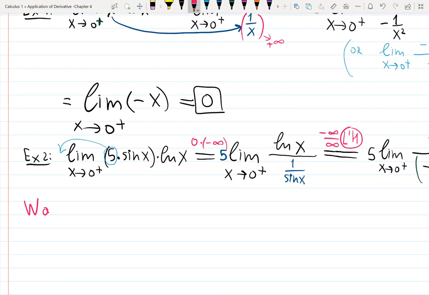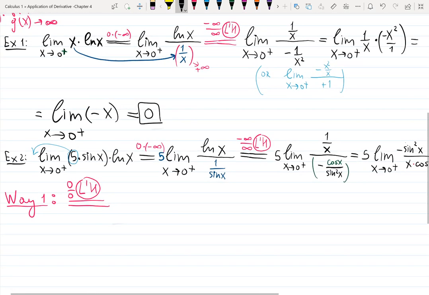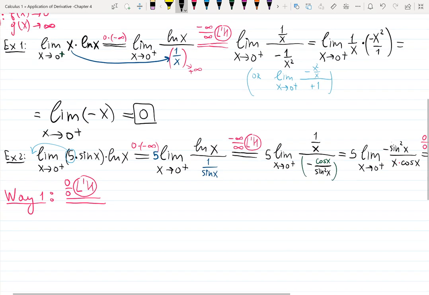Way 1. The first way is to apply L'Hopital's rule one more time, right? If it's a 0 over 0 case, then I will say, hey, let's differentiate the top and the bottom one more time. The top function gives me chain rule, and I kind of don't like this negative sign over here.